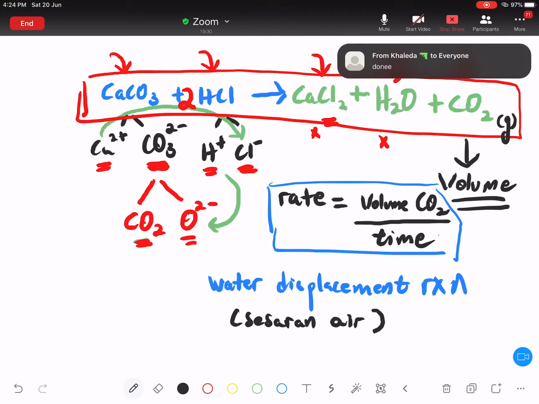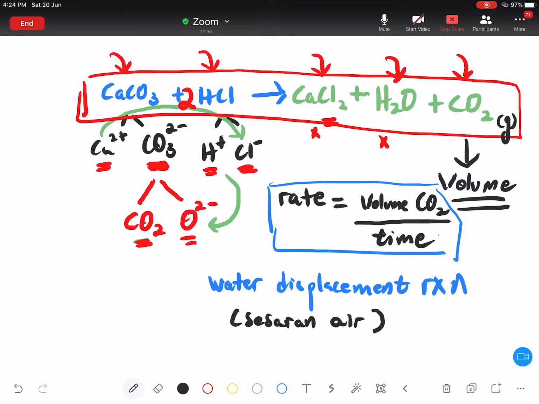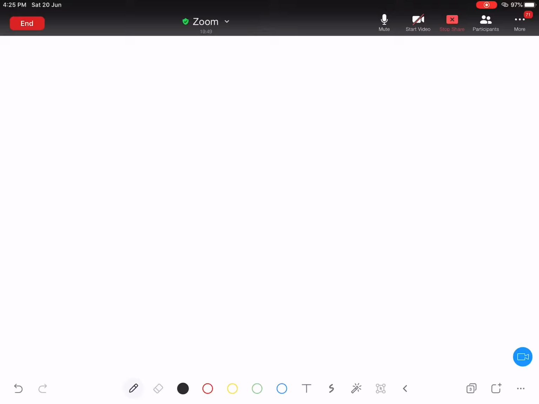Good. Sekarang ni guys, now is the turn, macam mana eksperimen dia look like? That is the question. So, jom kita tengok experimental setup. Dia kan ingat, macam mana kita nak kumpulkan carbon dioxide? Ada idea tak?